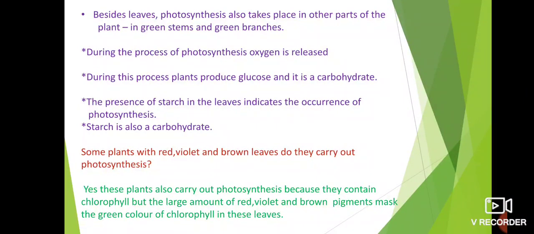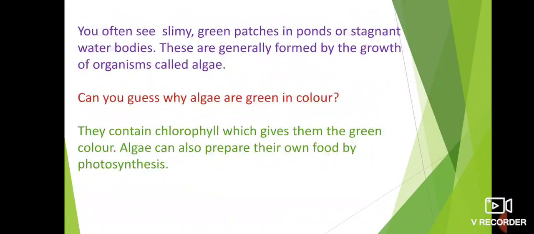There are two functions of chlorophyll. They are providing green color to the leaf and helping in the absorption of sunlight. See here, these red, violet and brown pigments deactivate the color of this chlorophyll, but not the function of chlorophyll to absorb sunlight. That's why these plants perform the process of photosynthesis, but they have different colors due to the deactivation of the green color of chlorophyll by the red, violet and brown pigments.